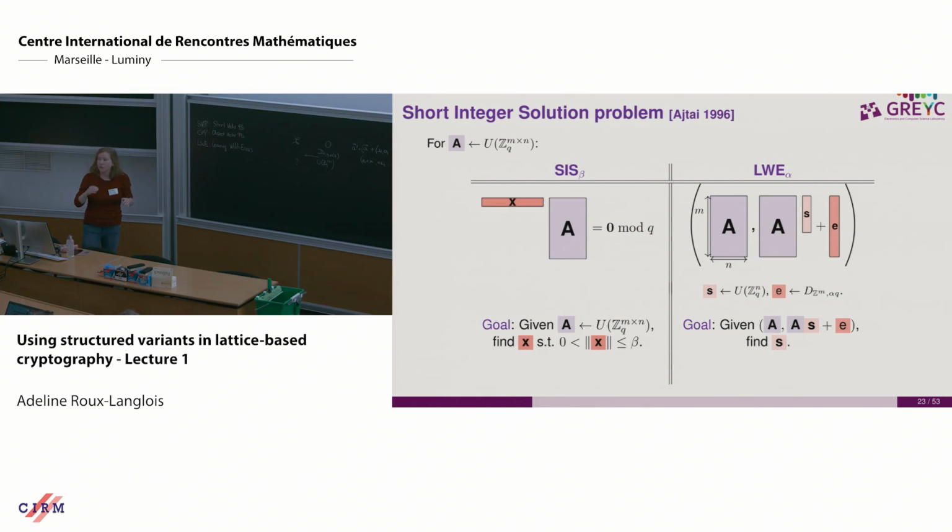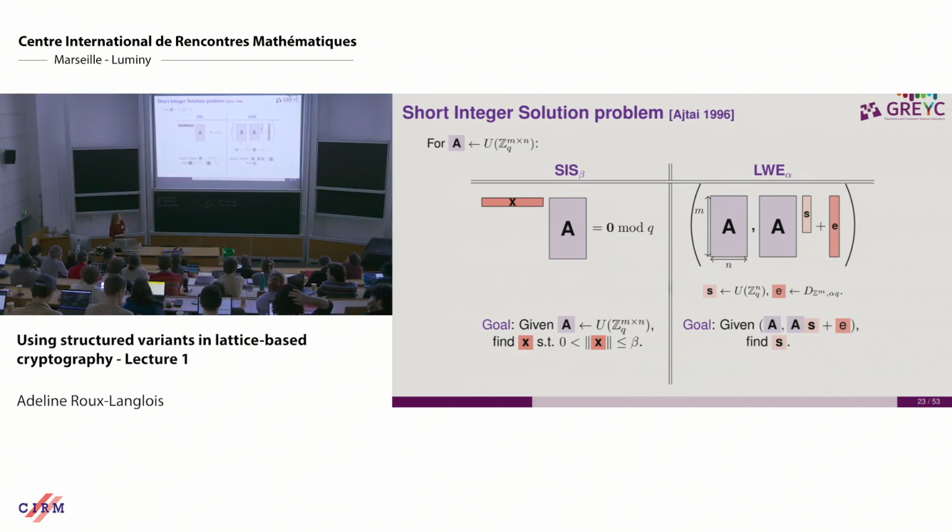So here the condition on the norm of x is very important. Again, if we have no condition, if I just ask you to find x such that x times A equals 0 mod q, it's the same as solving LWE without noise. It's easy. You are all able to do that very quickly. But if I ask to find a short vector, it becomes very hard. So the choice of this bound beta is very important.